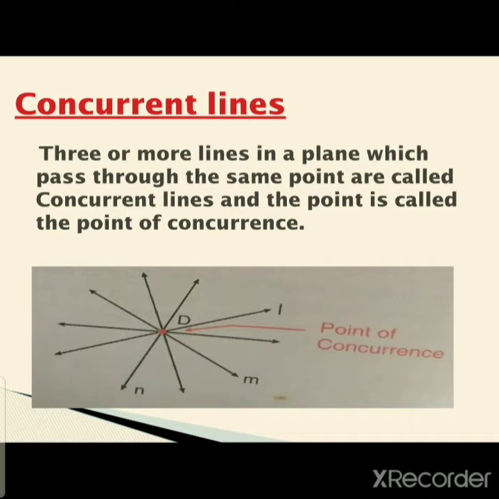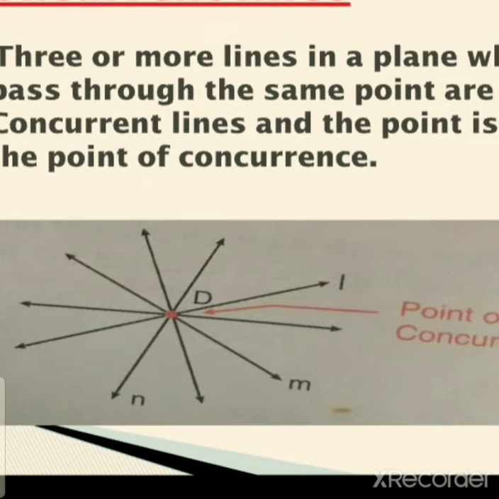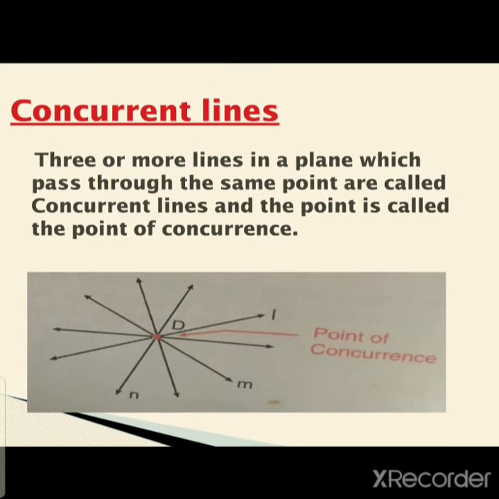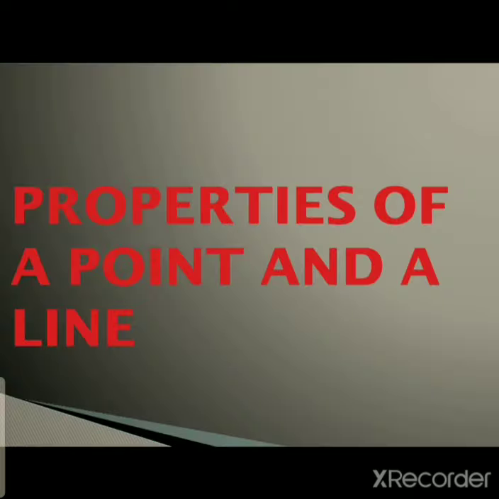Concurrent lines. Three or more lines in a plane which pass through the same point are called concurrent lines, and the point is called the point of concurrence. If two lines cut each other at a point, they are called intersecting lines. But if three or more lines in a plane pass through the same point, they are called concurrent lines. Look here, L, M and N, three lines are there which are passing through a point D. So L, M and N are called concurrent lines and point D is called point of concurrence.